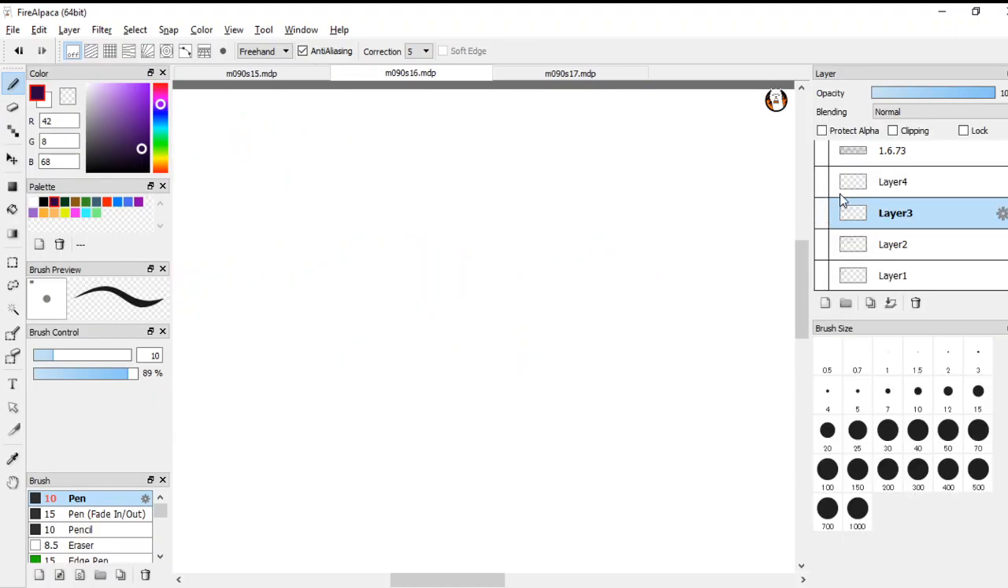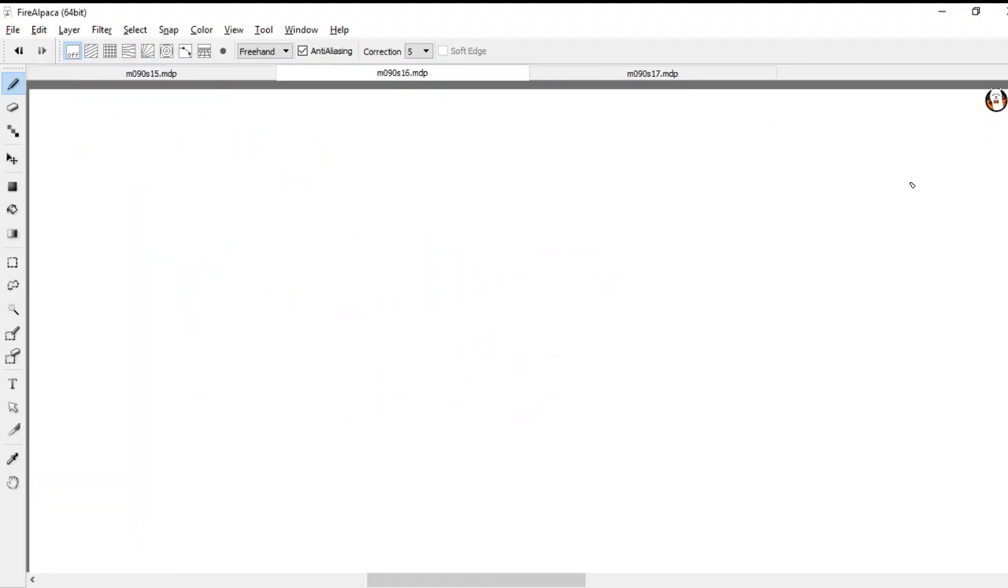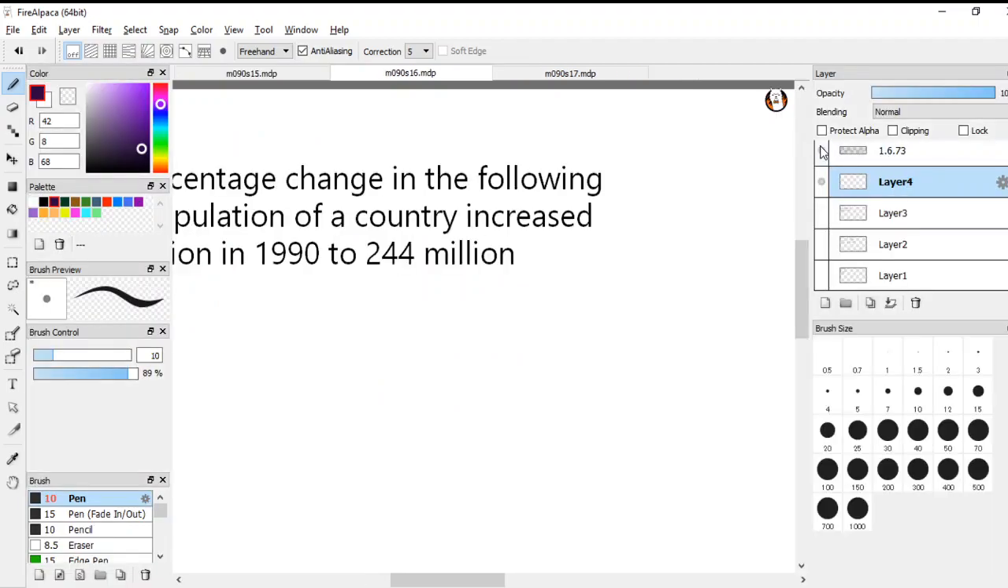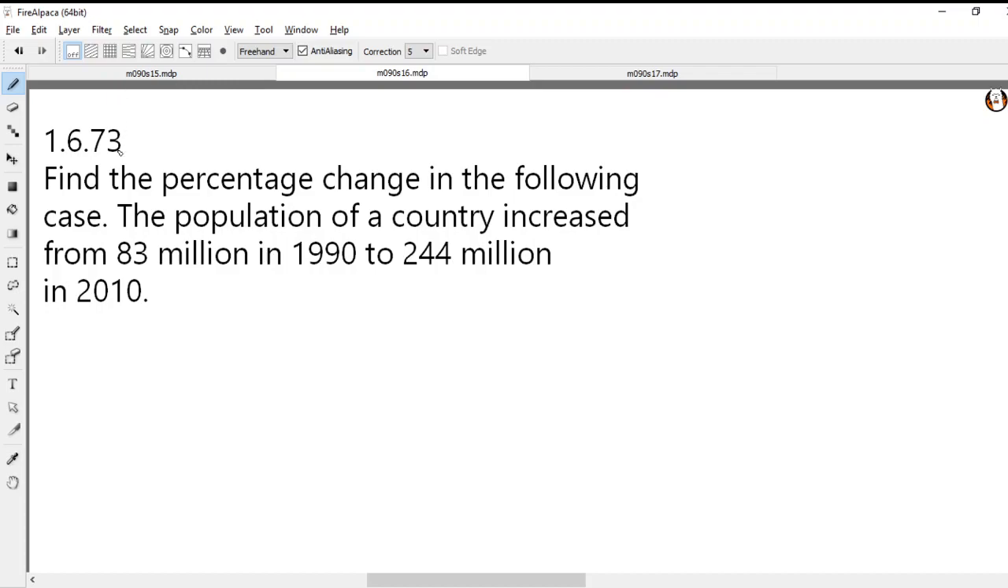Next round of problems. It's this word problem right here. Find the percentage change in the following case. The population of a country increased from 83 million in 1990 to 244 million in 2010.